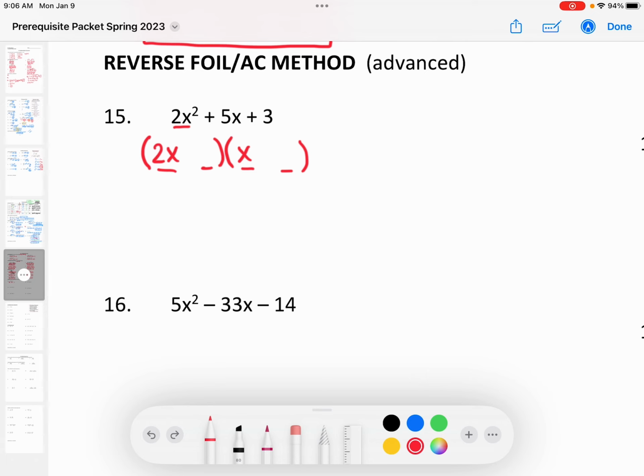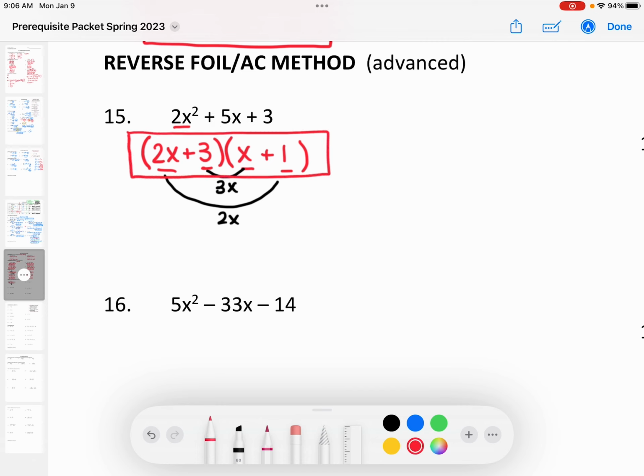So I am thinking if I try the 3 times the 1 here, everything's positive here, so everything would be a plus. Let me check the outside inside just to make sure that works. Outside I'd get 2x, inside I'd get 3x, which does add to make 5x. So that was a winner.